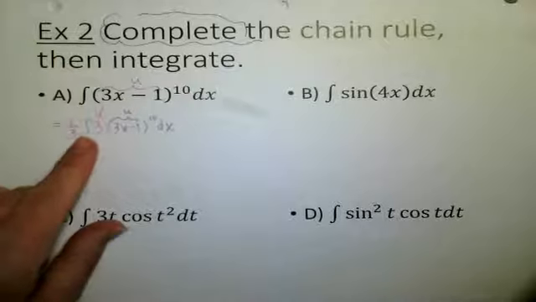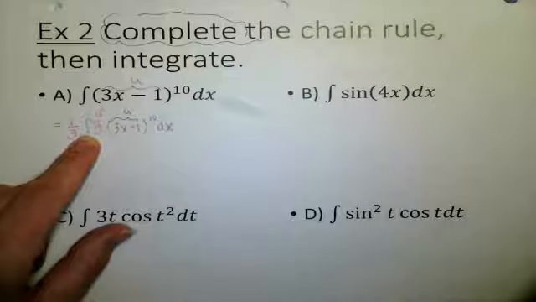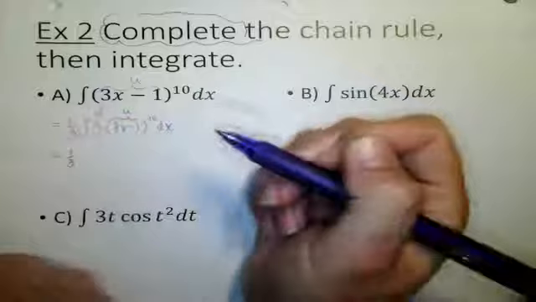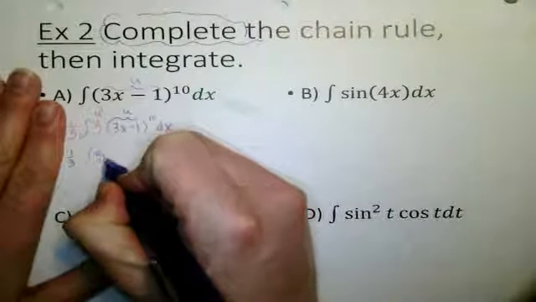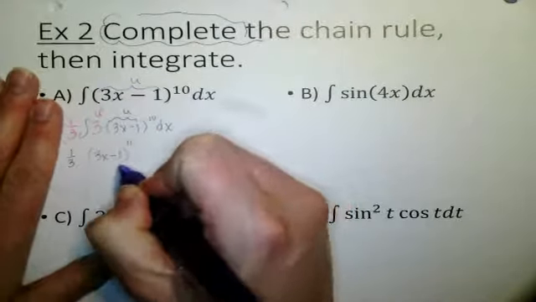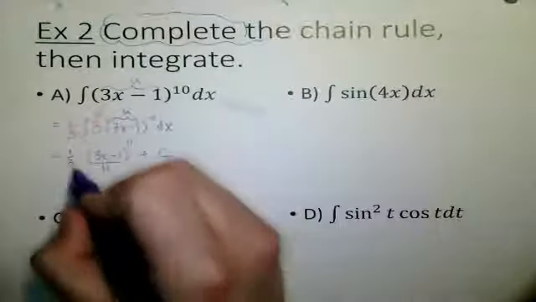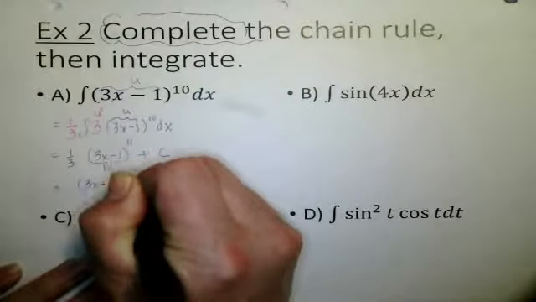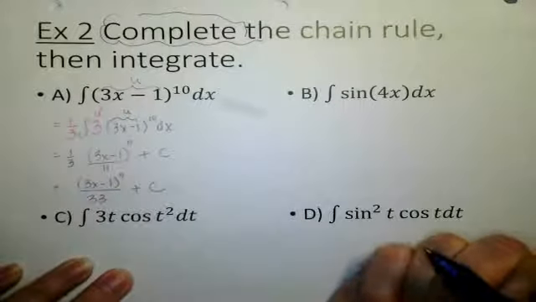And so, in effect, what we're doing here is multiplying by 1. So it doesn't change what we've started with, but it makes it easier to manipulate. So we get this 1/3. And then all we have to worry about is our U, 3x minus 1. Increase the power by 1, and divide by the new power. So divided by 11 plus C. That's 1/3 times, so that becomes (3x minus 1) to the 11th over 33 plus C. And that's it. It's kind of cool.